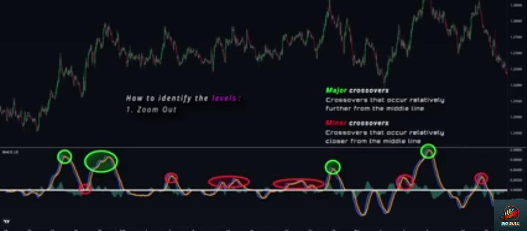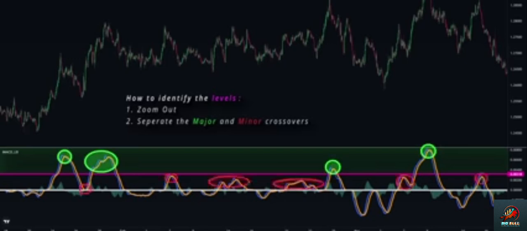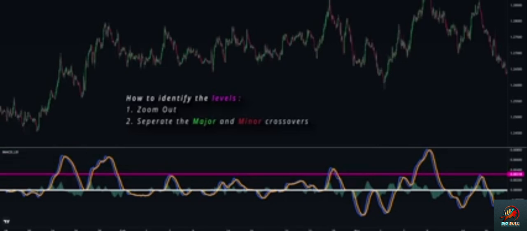Now, what you want to do is separate the major crossovers from the minor ones by drawing a horizontal line. And so the minor crossover should be contained below the line, and the major crossover should be contained above the line. Again, the reason for this is because we only want to take positions from these major crossovers and ignore the minor ones. And so this will be your overbought line.